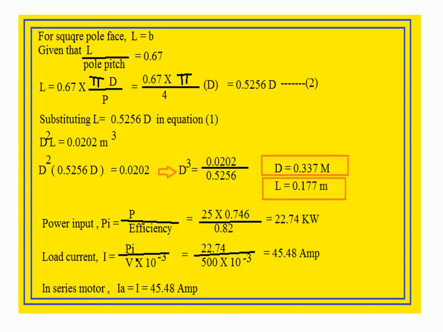After that, go for calculation of power input. Power input equal to P by efficiency, 82% is given. You calculate that. This power input is also equal to V into I into 10 to the power minus 3. From this expression, you go for calculation of load current. How much load current? 45.48. The given motor is series, hence the current drawn from the supply equals the armature current. So that is 45.48 amperes.